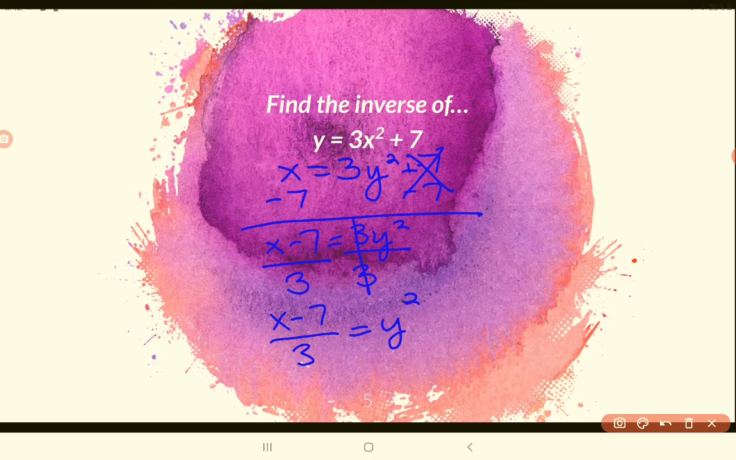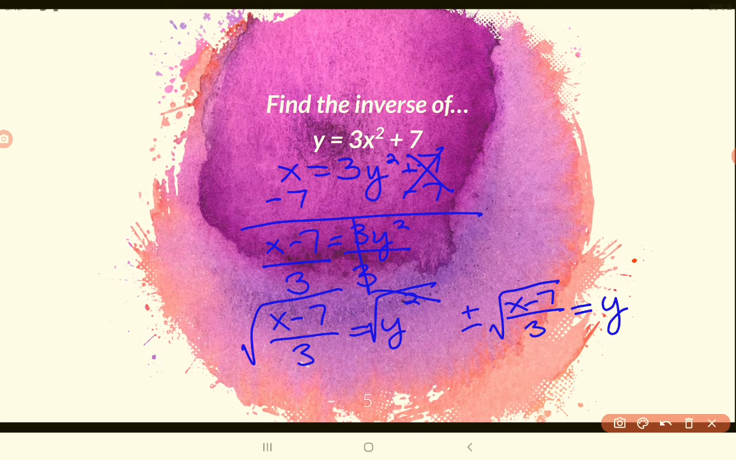Well, y is still not by itself. Right now, y is being squared. So what's the opposite of that? Well, I square root it. And square roots and squares always cancel each other out. The only thing that you have to remember, and again, we'll talk about this more later in Algebra 2, but for now, what you need to know, whenever you square root something, you have to put plus or minus in front of it, and here is why.